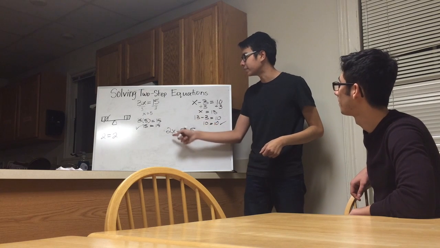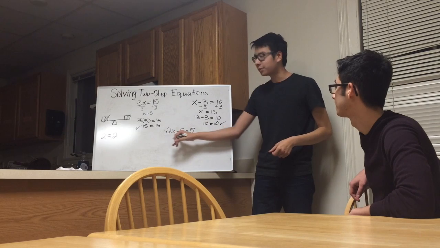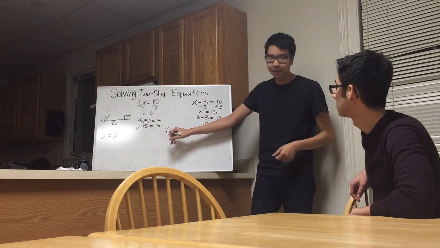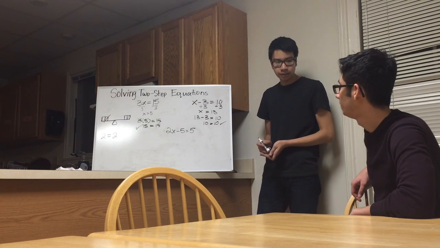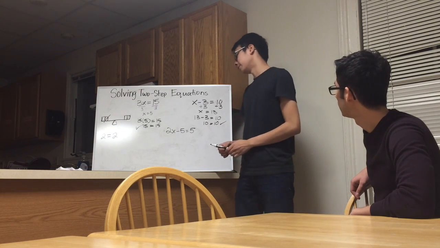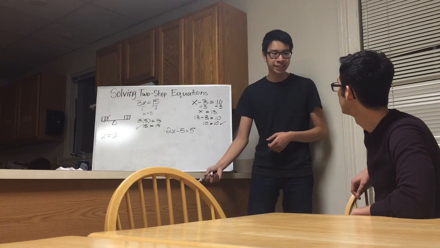Now we're going to move to how to solve two-step equations. Solving two-step equations is the same as solving one-step equations. Your goal is just to isolate the x. So how do you isolate the x? Would you divide by 2? No, you don't. The reason why you don't divide by 2 is, do you remember the order of operations?